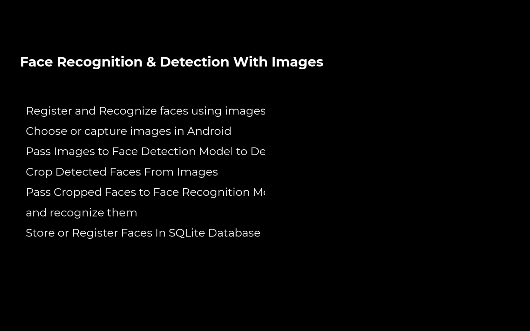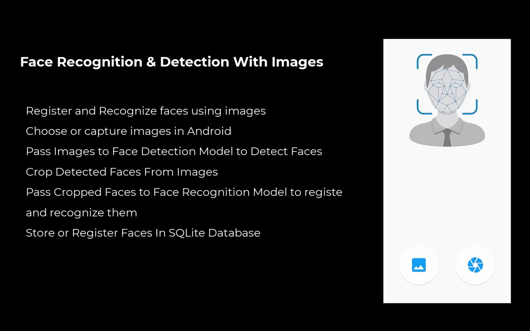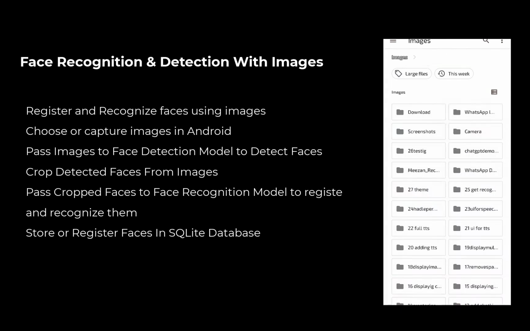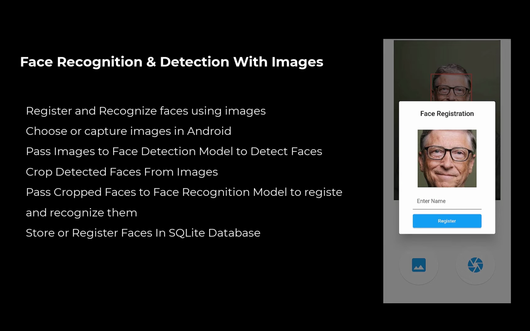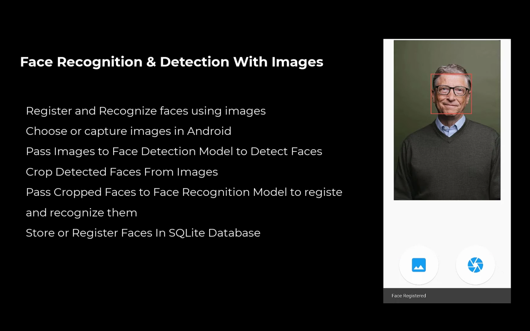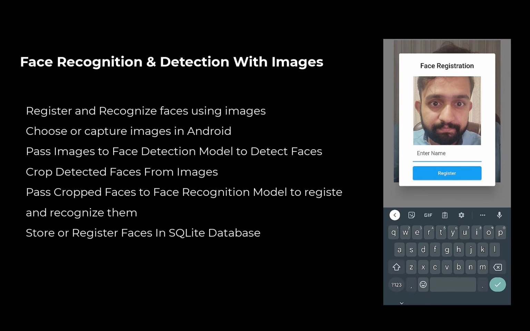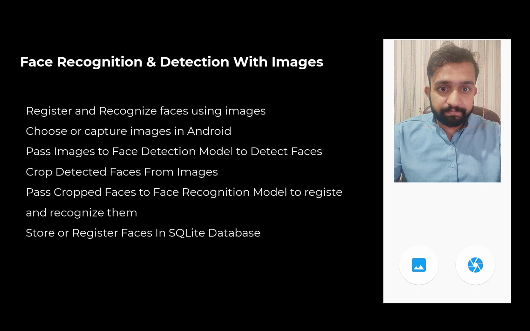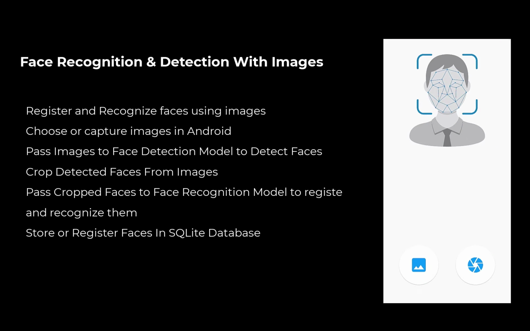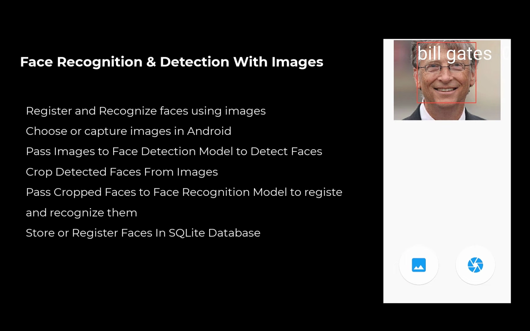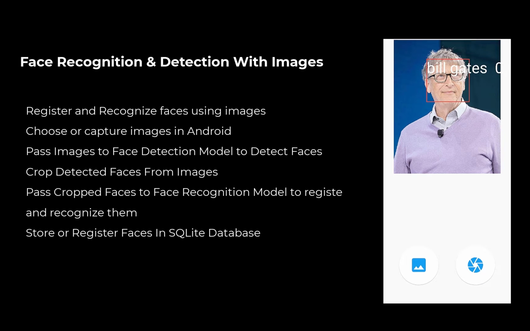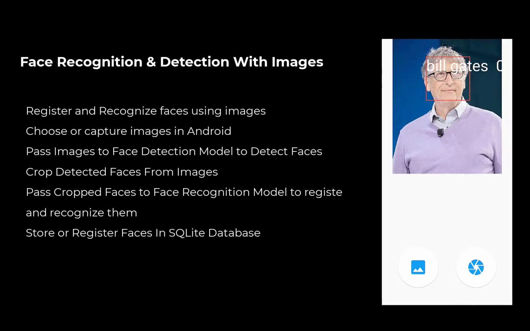So firstly, we are going to build a face recognition and detection application where user can register and recognize faces using images. So in that application, user will be able to choose or capture images in Android, and then we are going to pass those images to face detection model to detect faces present in those images. And after that, we are going to crop detected faces and pass them to our face recognition model to register and recognize them. And for registering faces, we are going to use the local database of Android.